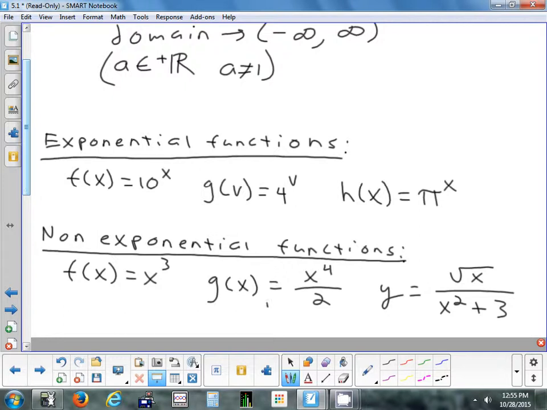So if I rewrote it this way, which is the same thing, then yeah, that's a polynomial. Anytime you take a letter and raise it to a non-negative integer, you can multiply it by 1/2 if you want, that's fine, that's a polynomial. And the last one is kind of a mixture of a couple things. It's a radical function on the top and a polynomial on the bottom. But these are all non-exponential functions. Any questions on the difference between what is and what isn't exponential?